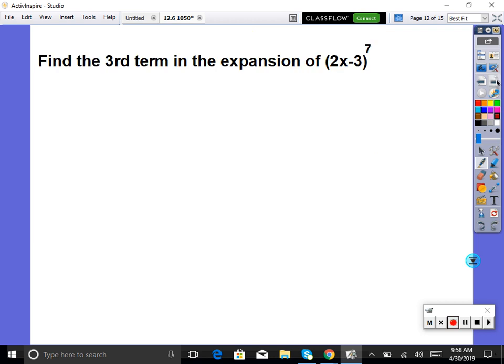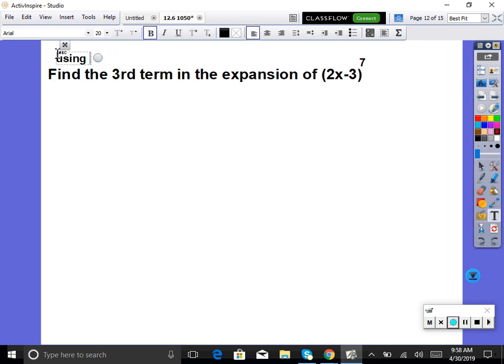Okay. So let's see why this would be useful. If you're not asked to expand the entire thing, this is a lot of times when it's useful. You'll see another time it's even more useful. So this says find the third term in the expansion of 2x minus 3, and I'm going to add in the instructions because that's what I think they might do on the test, using binomial theorem. Find the third term in the expansion of the binomial, using the binomial theorem.